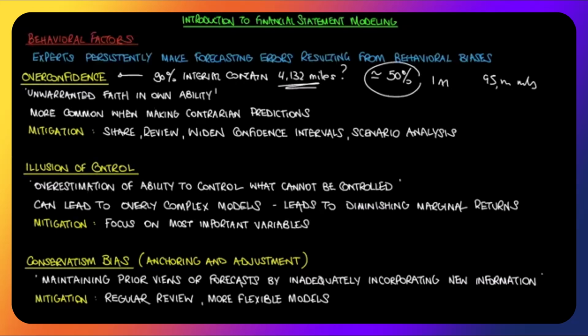But how do you mitigate it? Share your predictions and review them. Get them peer-reviewed. Widen your confidence intervals, as we've just said. Now, you can't go ridiculous in the real world like this, but be sensible. Don't say, I have predicted profit for the next 5 years, and in 5 years' time, it's going to be $1.38462 million. That's crazy. We mentioned in the techniques reading, do some scenario analysis and give people a range.